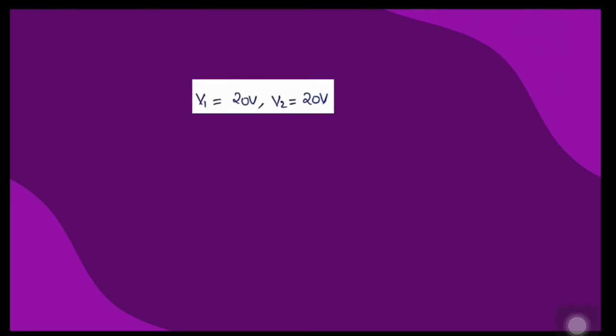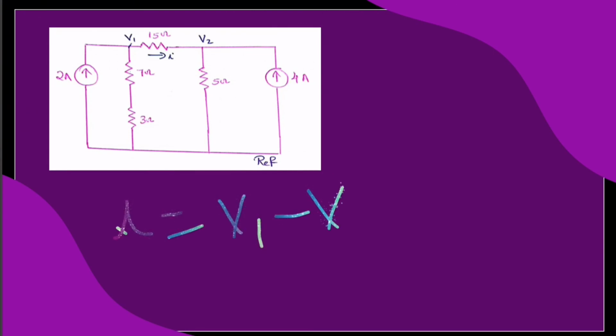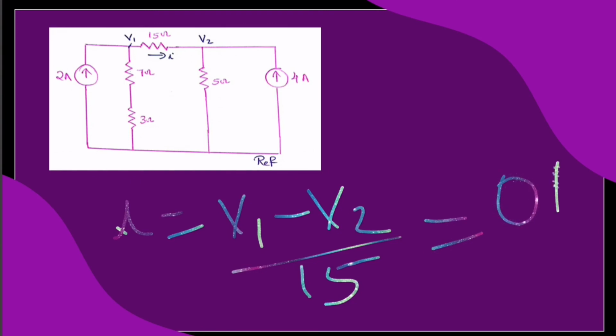Hope you remember, in the question we are asked to find the current through 15 ohm from left to right. It is labeled as I here, which can be mathematically expressed as I is equal to (V1 minus V2) by 15. By substituting the values of V1 and V2, we get I as 0 amperes. Alright? Hope you understood this problem perfectly.